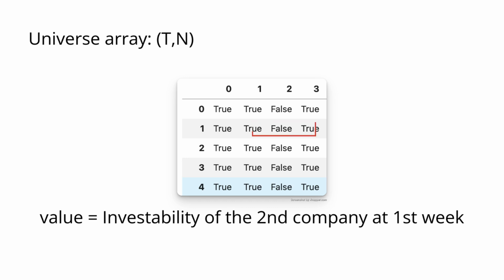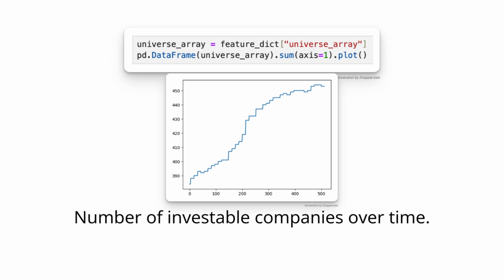This usually means that the company was either not listed on the public market yet, or had liquidity too low for short selling. Try running this code. It will show the total number of investable assets over time. As you can see, the number of investable assets tends to increase as time goes on.